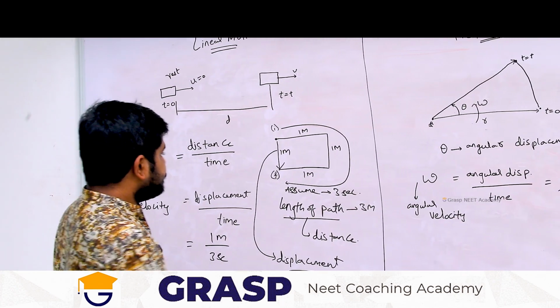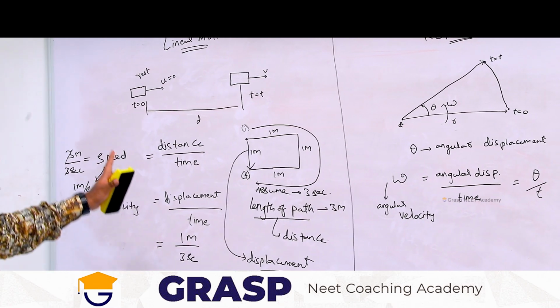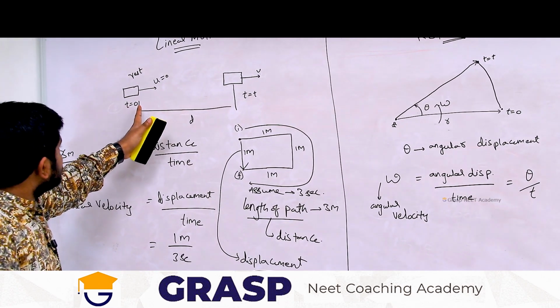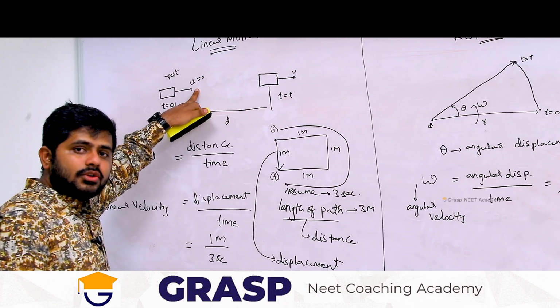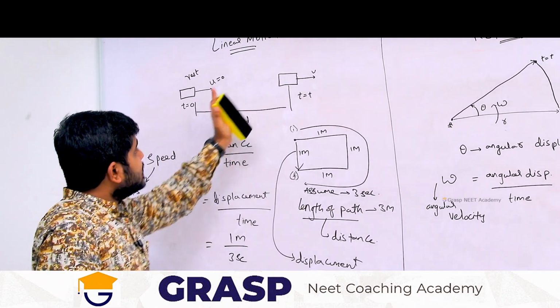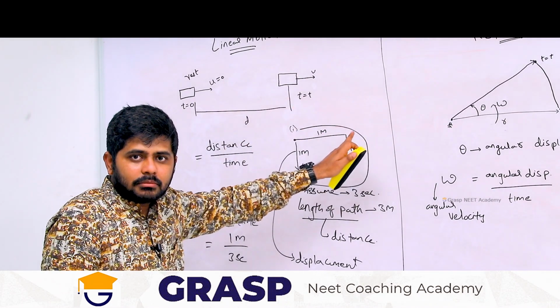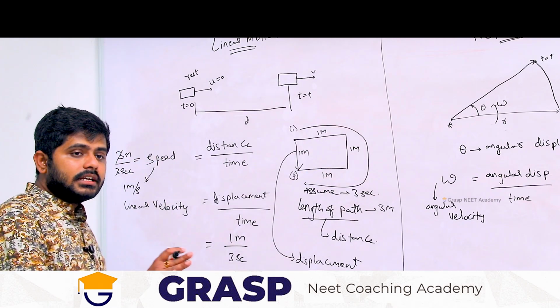Now if you see in this case, initially it has a velocity 0, and after some time it attains a velocity. If velocity changes in a particular time, we will say it is linear acceleration.